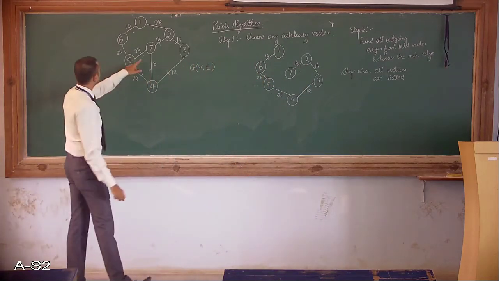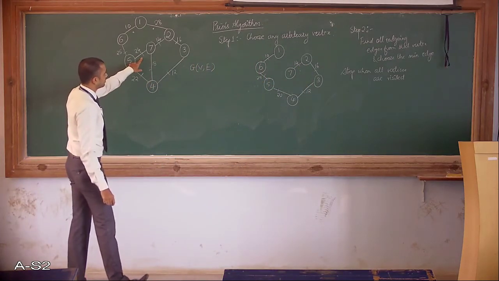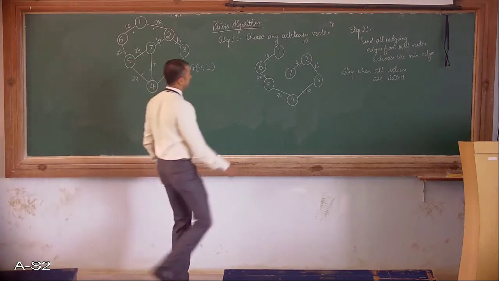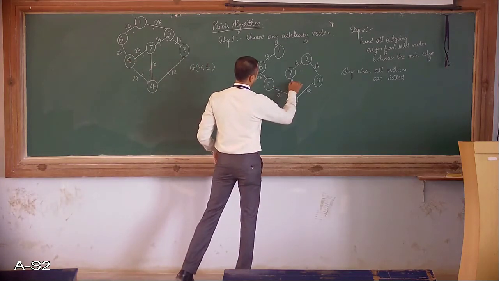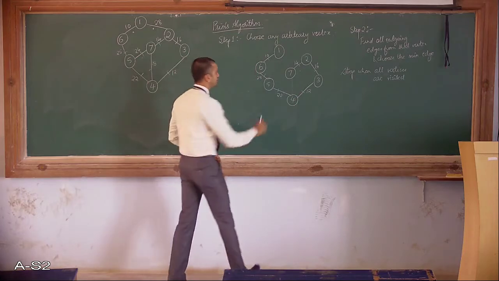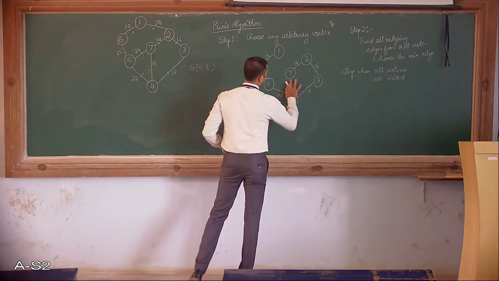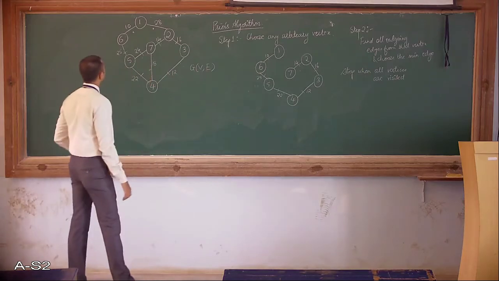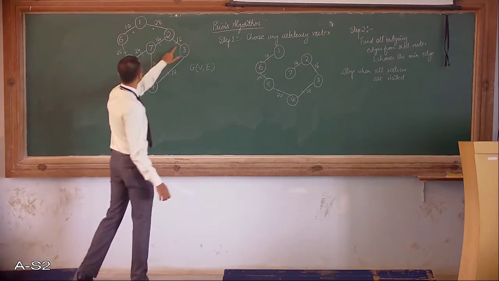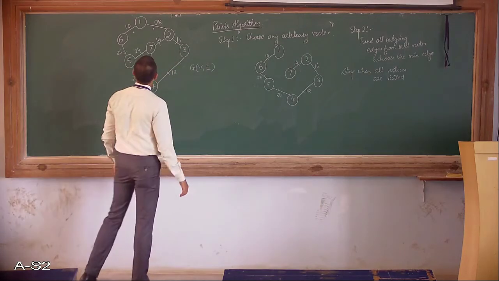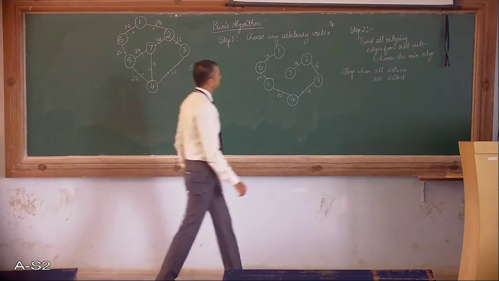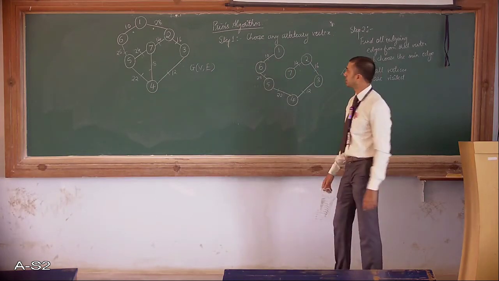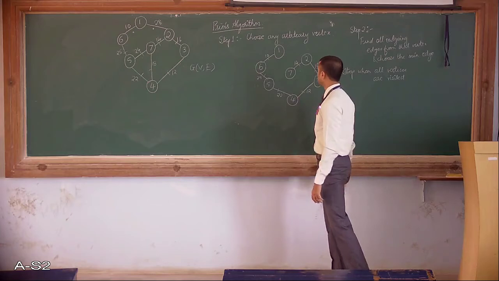Again from 7, do we have something? I have 7 to 4 and then 7 to 5. But I can't do 7 to 5 and 7 to 4 also because it will form a cycle. So I need to stop over here. So this is my minimum cost spanning tree.